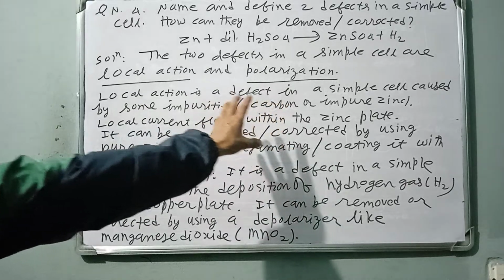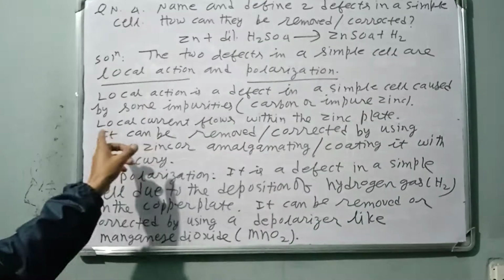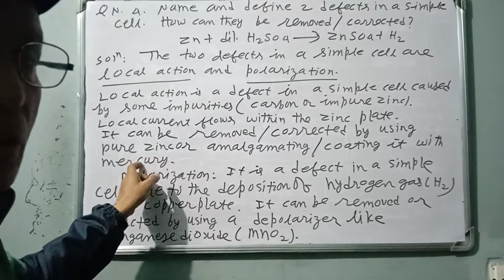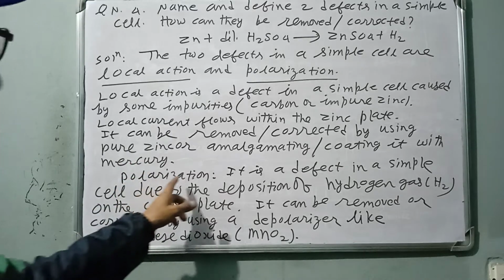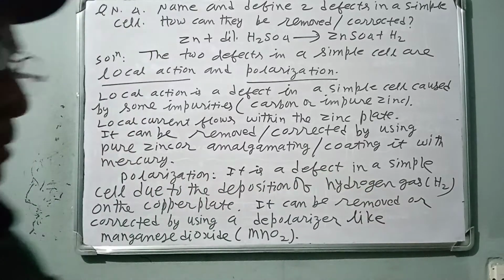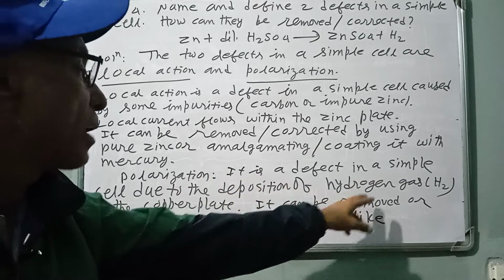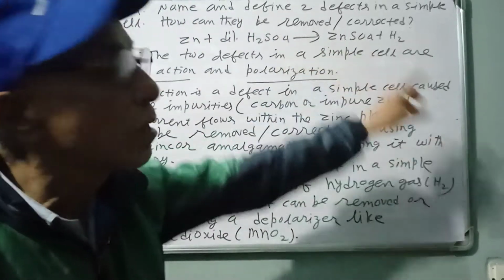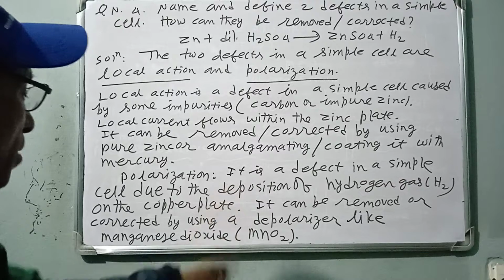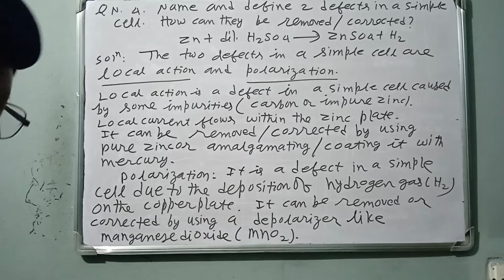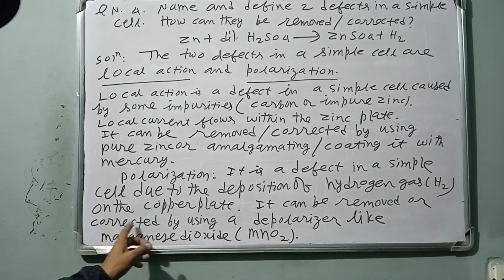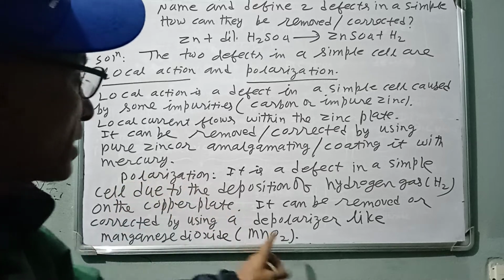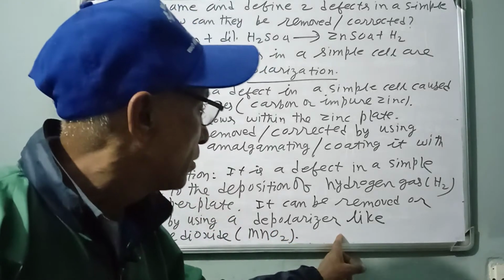Local action is a defect due to impure zinc. It is corrected by using pure zinc or coating the zinc plate with mercury. Polarization is a defect in a simple cell due to the deposition of hydrogen gas on the copper plate. How is this hydrogen gas formed? Due to the chemical reaction, hydrogen gas is formed and deposited on the copper plate. The cell stops working. This defect is called polarization. If there is polarization, we have to use a depolarizer.